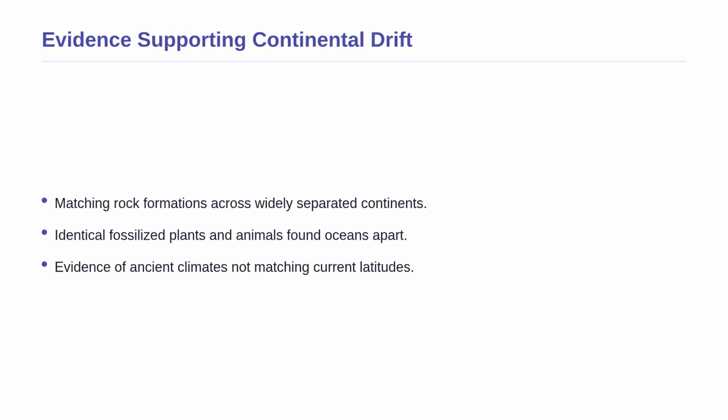You might be wondering, how did Wegener convince anyone that continents move? He supported his theory with compelling physical evidence. First, he found matching rock formations on coastlines that are now separated by vast oceans. Second, and very importantly for biology, identical fossilized plants and animals were discovered on widely separated continents.